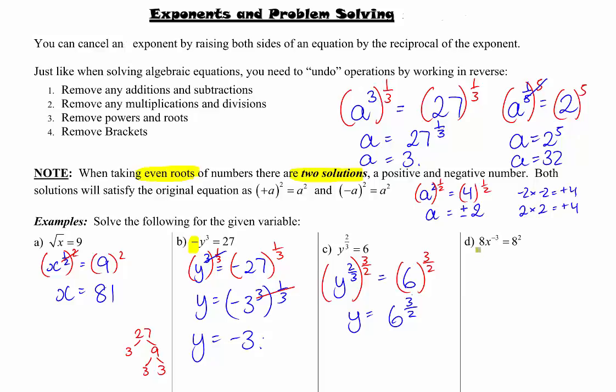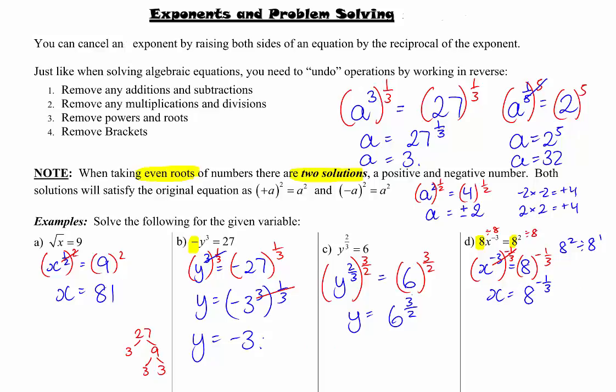Next one, we have this 8 with the x, so I need to get rid of that first. So I'm going to divide both sides by 8. So I've got x to the negative 3 equals 8 squared divided by 8. Using our exponent rules, I subtract powers. So 2 minus 1 is 1, so it's just 8. Then I have to put both sides to the power of negative a third, the reciprocal of negative 3. So negative 3 times negative a third is positive 1. So that leaves me with my x, and then I have 8 to the negative a third.